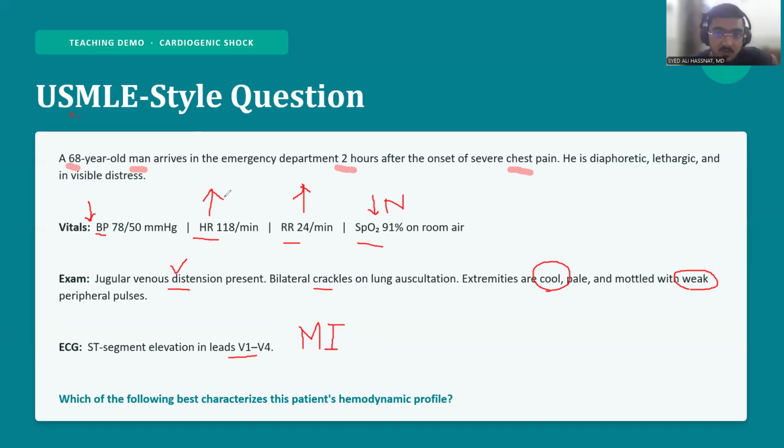The cardiac problem. And as we discussed in the cardiac problem, what happens to the central venous pressure? It goes up. What happened to the PCW? It goes up. What happened to the cardiac output? It goes down. And what happened to the extremities? They are cold. And yes, obviously there will be JVP distension as well.